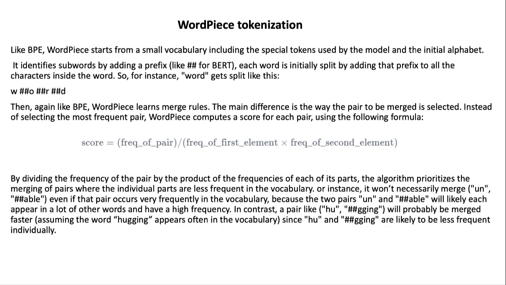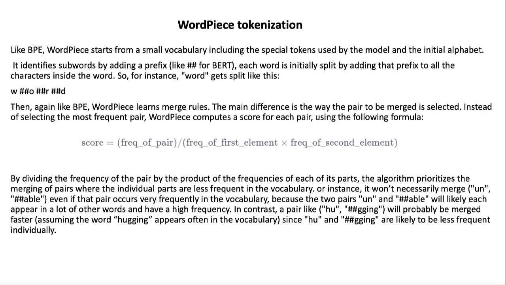Like byte-pair encoding, WordPiece also starts with a small vocabulary. It includes the alphabet, special tokens, and some basic symbols. But there's a key difference. In WordPiece, subwords are marked with a prefix, like double hashtag in BERT. This shows that the subword is part of a larger word. For example, the word "word" would be broken down like this: W, ##O, ##R, ##D.